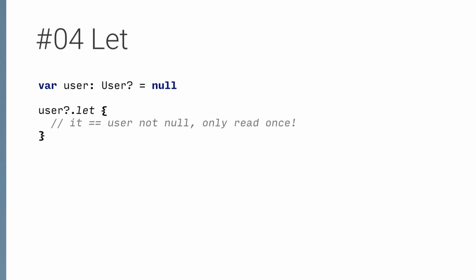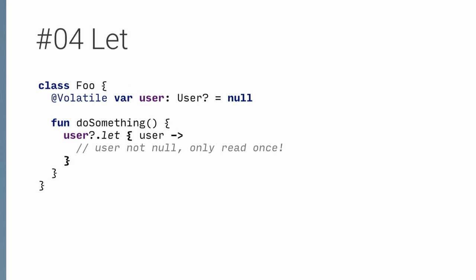Another advantage is that it only does that read once. When you have a value and you do a null check, every time you reference the user, you still have to look it up, even if it's a field. Let only reads that field once, or in this case the nullable user, and then stores that in a local automatically. If you're writing concurrent code, a lot of times you're dealing with volatiles, and volatiles are expensive to read and write. Let is a super easy way to read that value once and then use it multiple times without having to declare the local yourself.